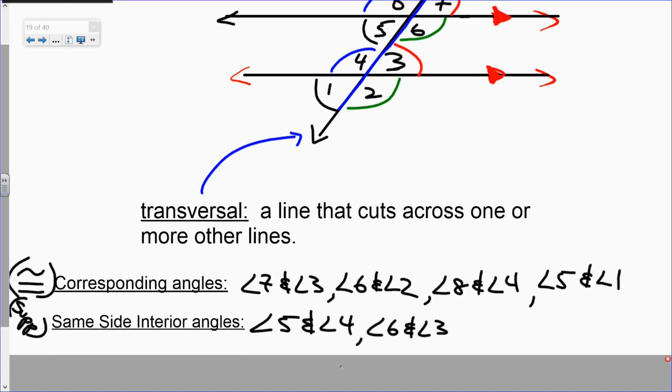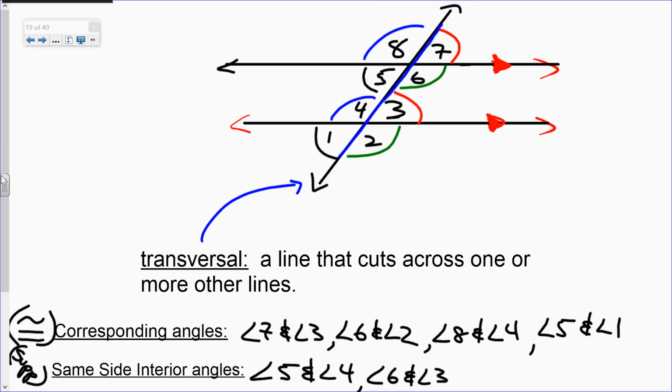What does supplementary mean again from last week? Does anybody remember? Before you break my heart. What does supplementary mean? Angles at what? Add up to be what? That's congruent. That's when they're equal to each other. Supplementary means add up to be 180. So what I'm saying is, look, if you have same side interior, 6 and 3, they add up to be 180 all the time. And 5 and 4 add up to be 180.